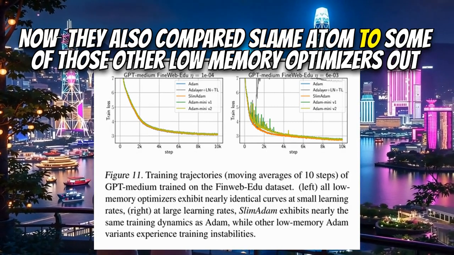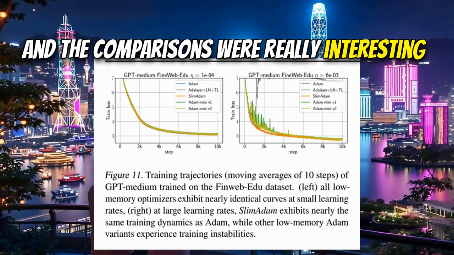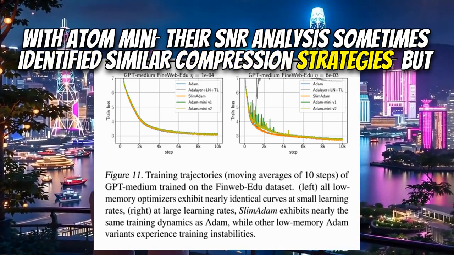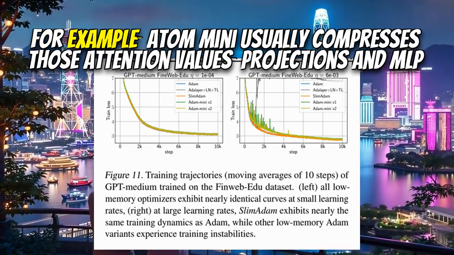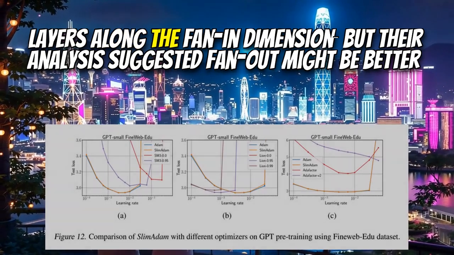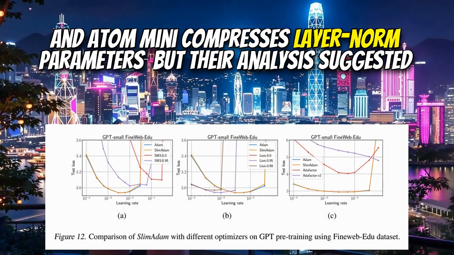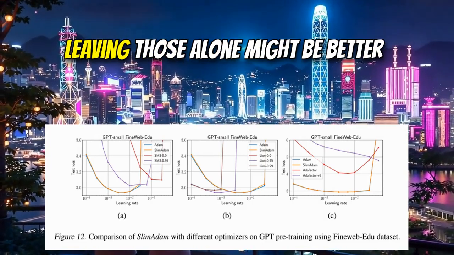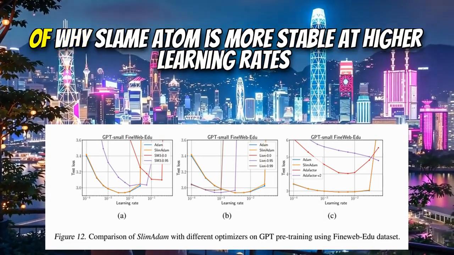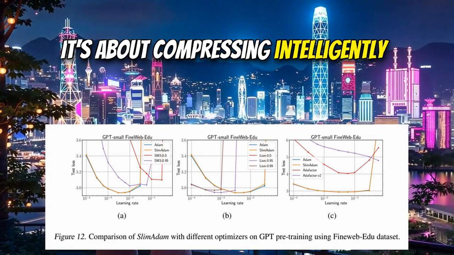Now, they also compared SlimAdam to some of those other low-memory optimizers out there, right? Like Adam-mini and Adalayer. Yeah, and the comparisons were really interesting. Like with Adam-mini, their SNR analysis sometimes identified similar compression strategies, but there were also key differences. For example, Adam-mini usually compresses those attention values, projections, and MLP layers along the fan-in dimension, but their analysis suggested fan-out might be better. And Adam-mini compresses layer norm parameters, but their analysis suggested leaving those alone might be better. And they think those differences in compression strategy might actually be part of why SlimAdam is more stable at higher learning rates. Interesting. So it's not just about compressing, it's about compressing intelligently. Exactly.